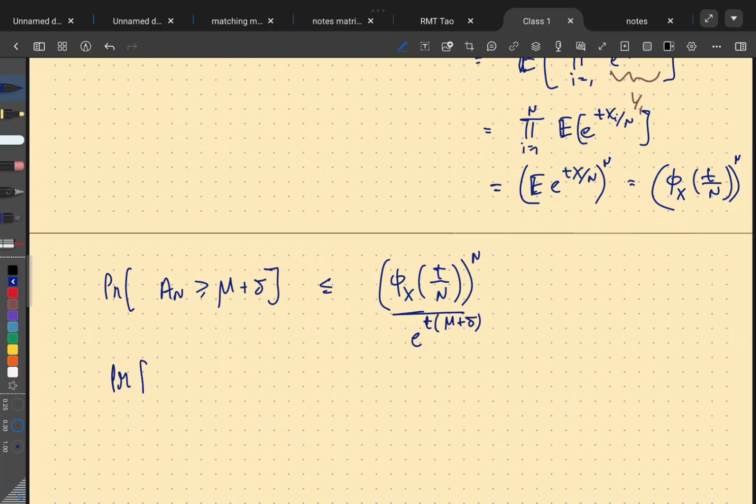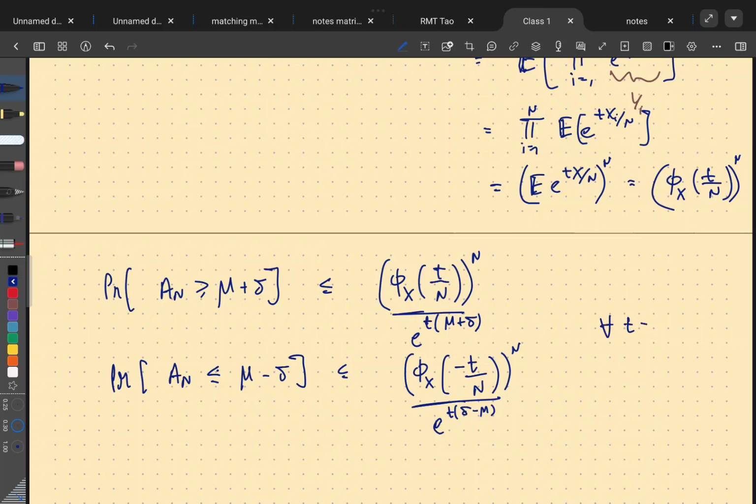And similarly, the probability that An is less than or equal to mu minus delta is going to be less than or equal to phi X of minus t by n, whole raised to the n, divided by e raised to t times delta minus mu. Right? And all of this holds true for every t greater than 0. Okay, so that's an advantage.